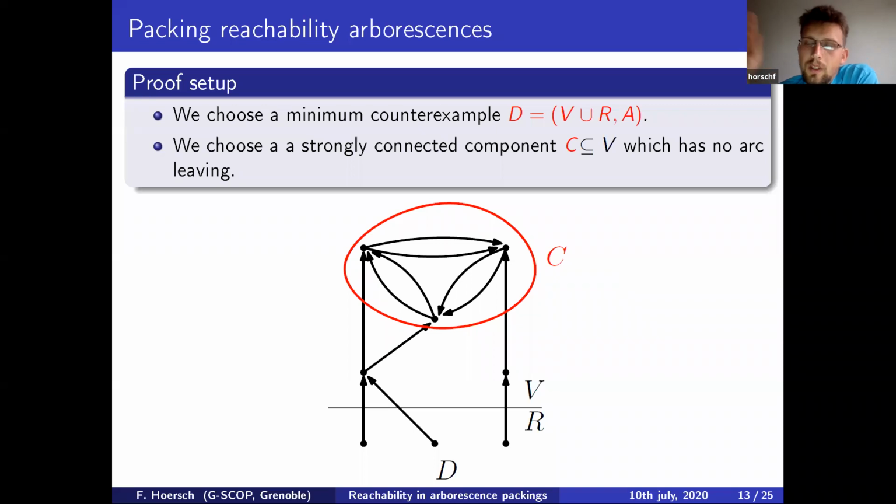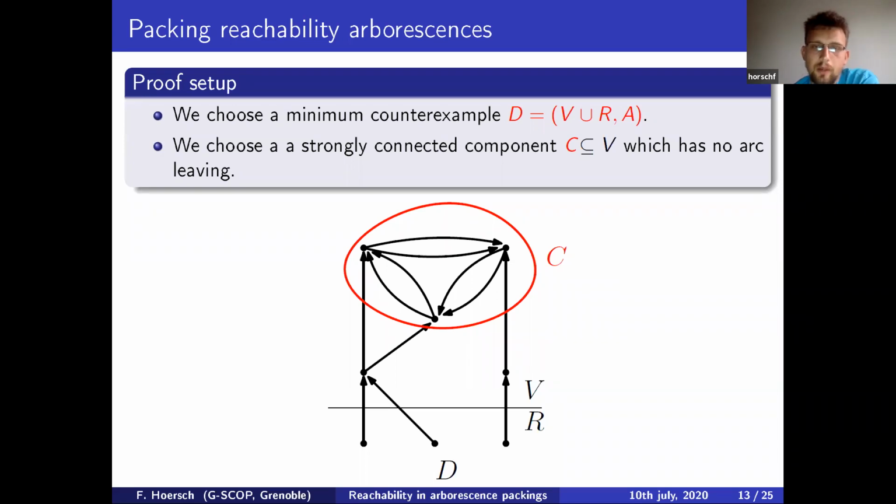Well, V itself has no arc leaving by construction, because all vertices in R are roots. So by definition, there is no arc leaving V. And now I can just look at the strongly connected components of V. And of course, there is one that has no arc leaving, because otherwise I would get a contradiction with them being strongly connected components. I would get a cycle in some way.